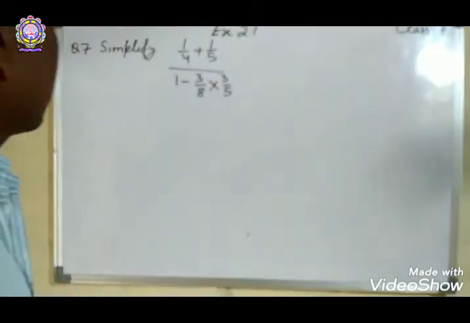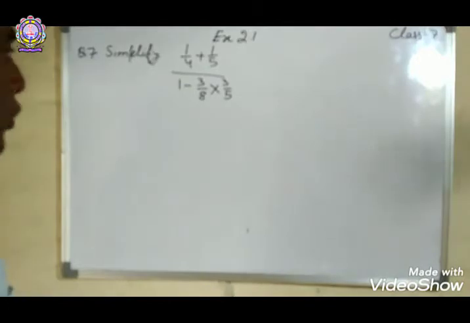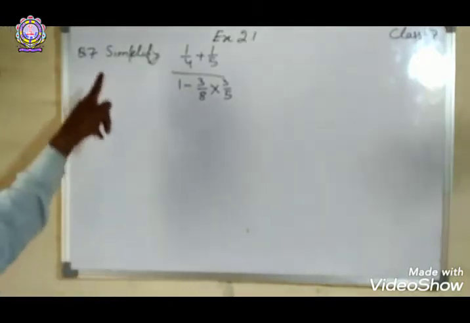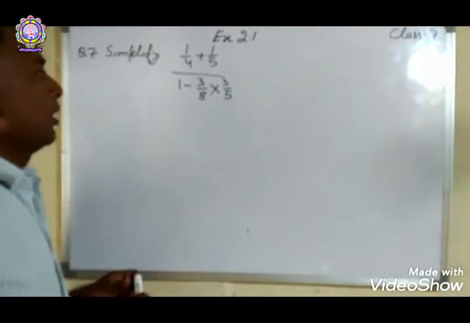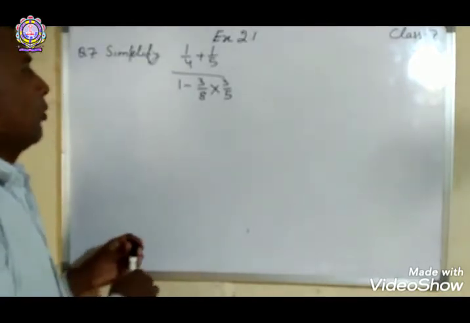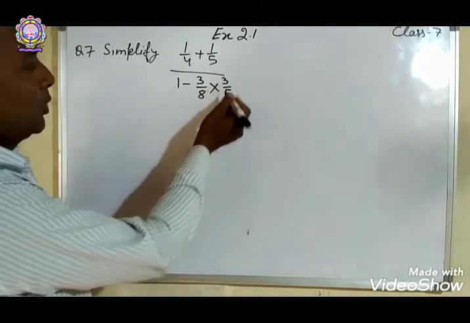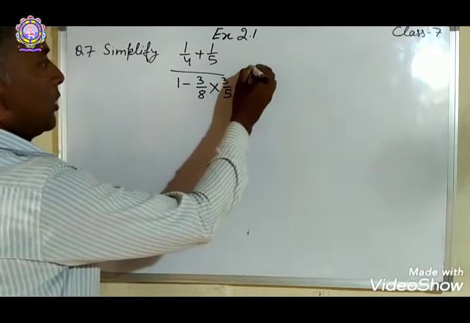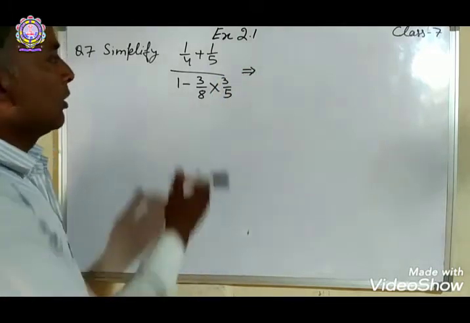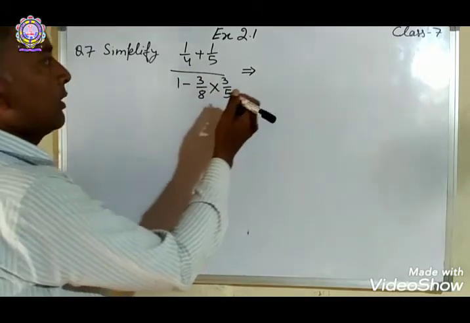Today we solve the remaining questions of exercise 2.1, from question number 7. Simplify (1/4 + 1/5) / (1 - 3/8 × 3/5). First we simplify the addition and multiplication.